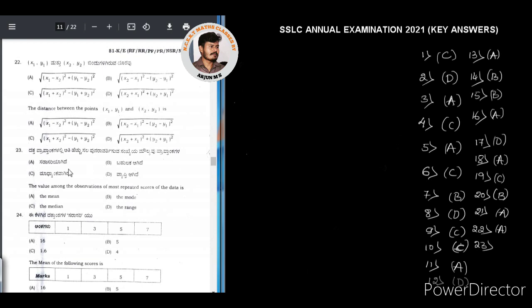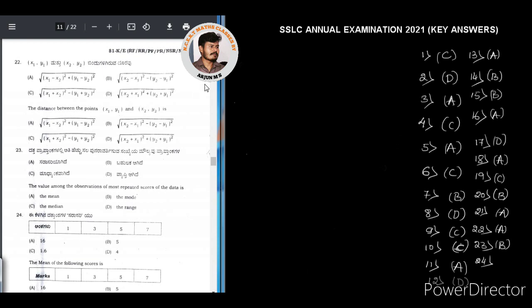So 23rd question. The value among the observations of most repeated scores of the data is... So the maximum times repeated data is considered as mode. That's why option B is correct for 23rd question.